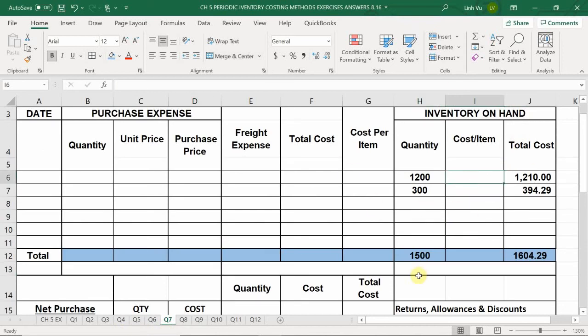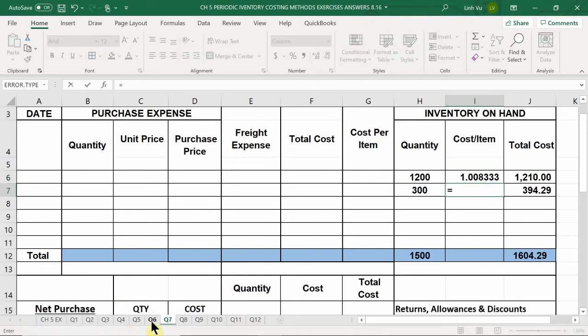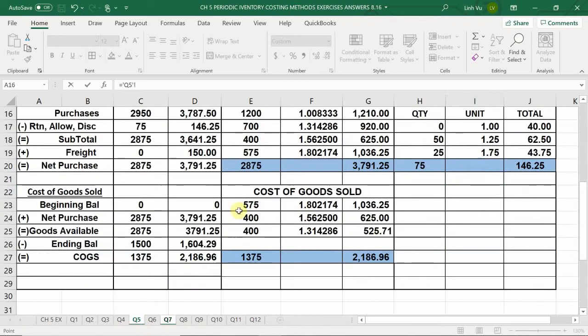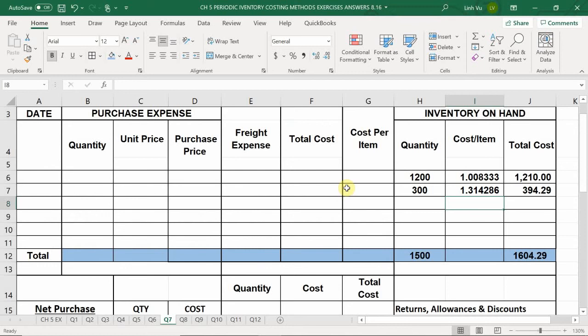Now, once again, these were, let's see, $1.08. I forgot what this one was. Let's go check back in our inventory on hand. In this case, the 700 was at $1.31428. Okay, and there we go.